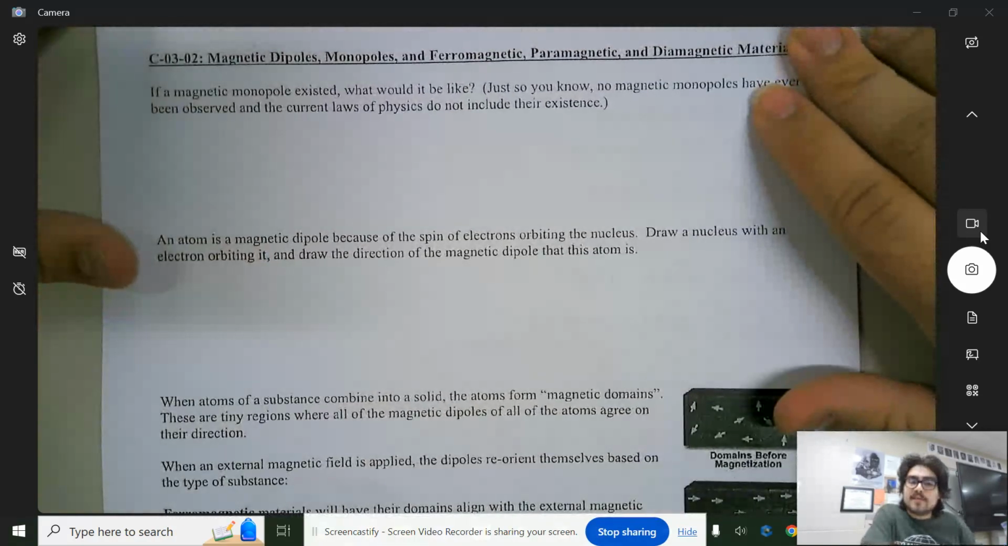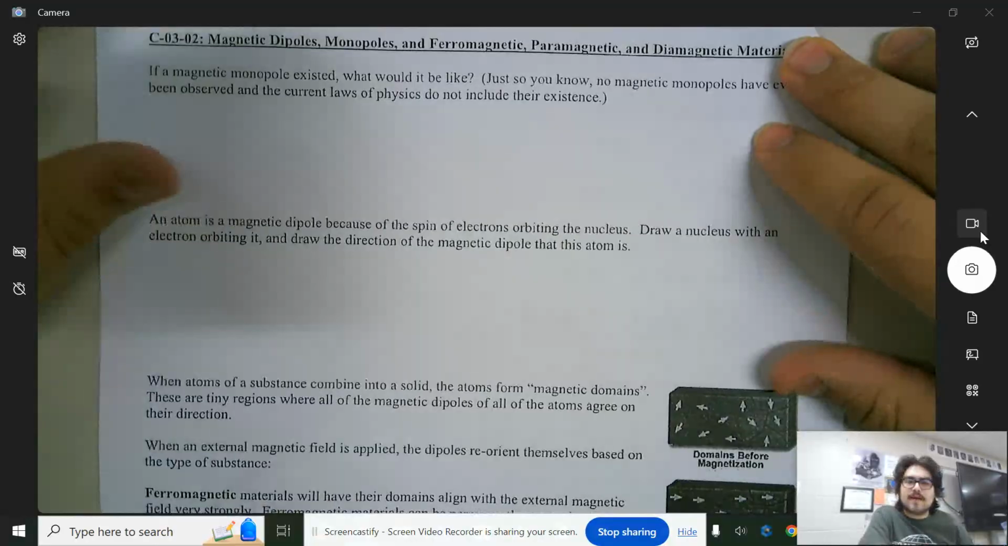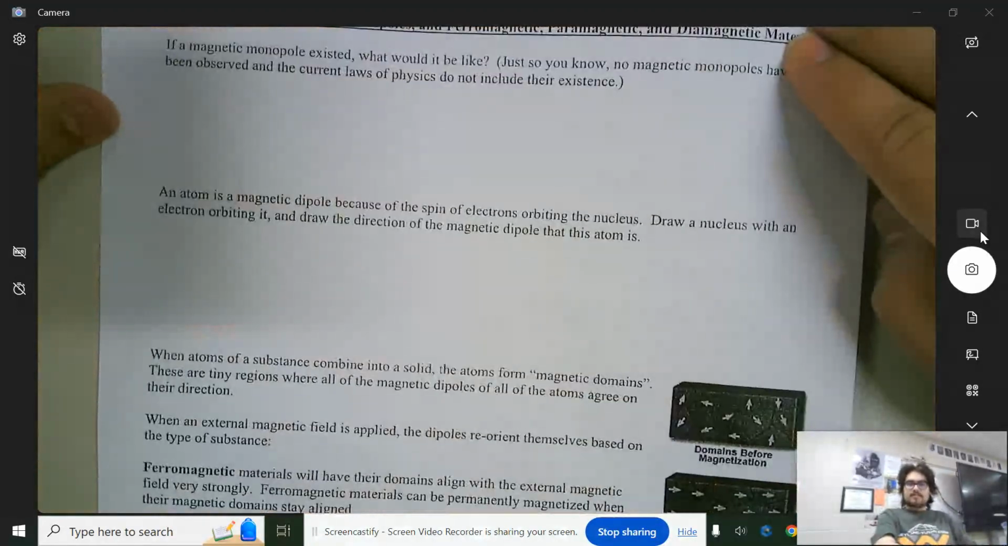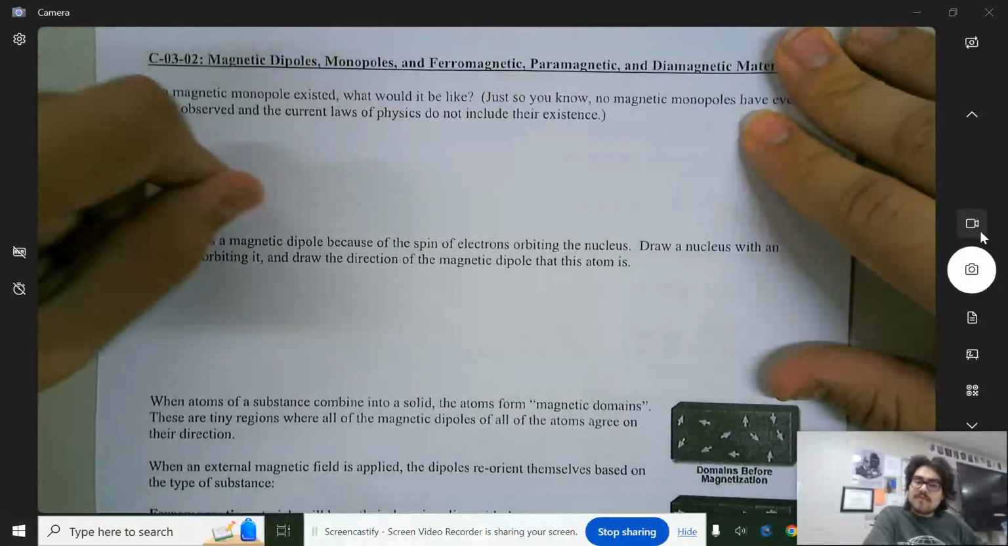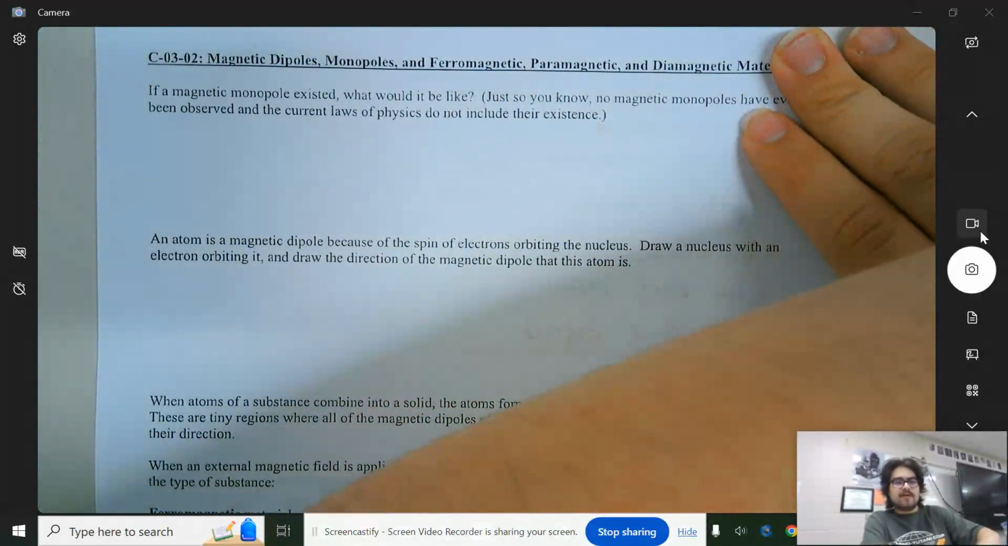All right, we're back with section 2. It's a really short section, but a really long title. Magnetic dipoles, monopoles, ferromagnetic, paramagnetic, and diamagnetic materials, okay? We've never seen a magnetic monopole before. Wait, let's break this down real quick, okay?